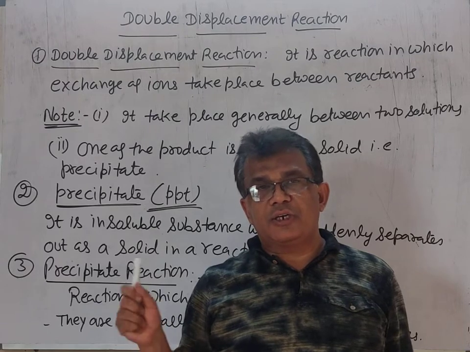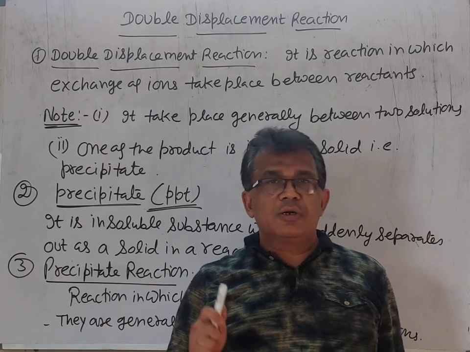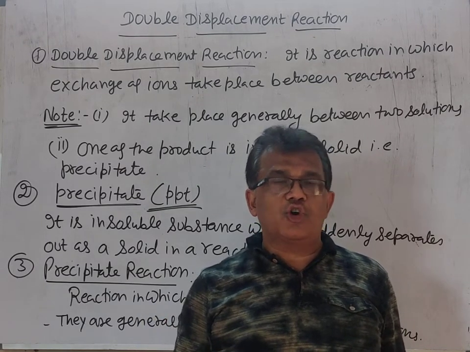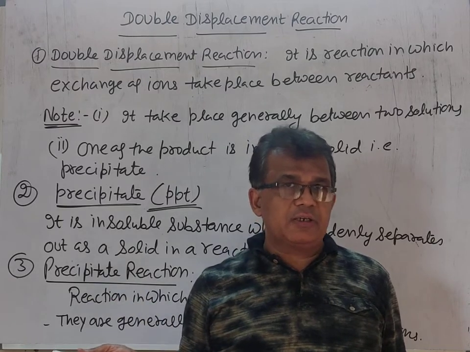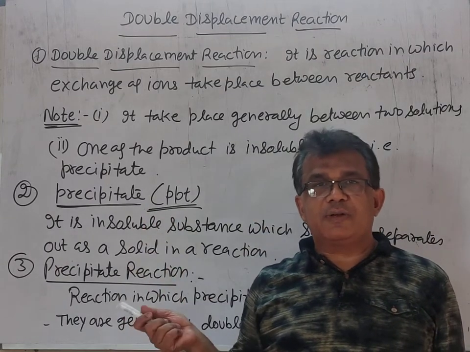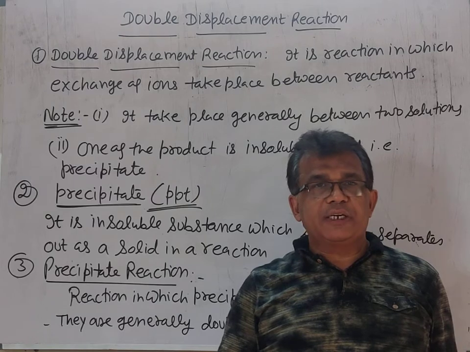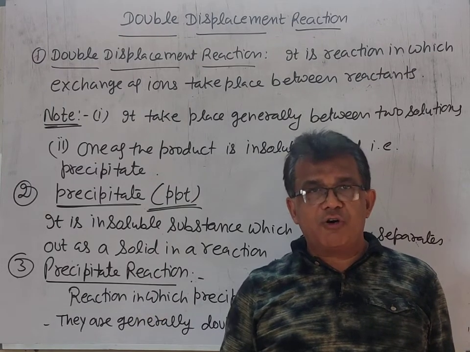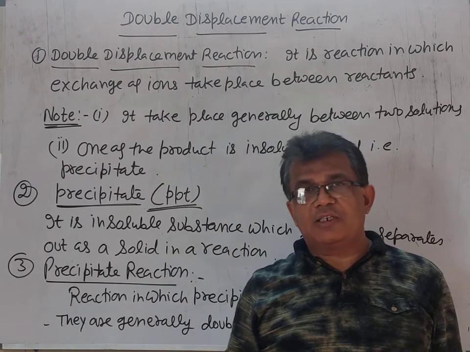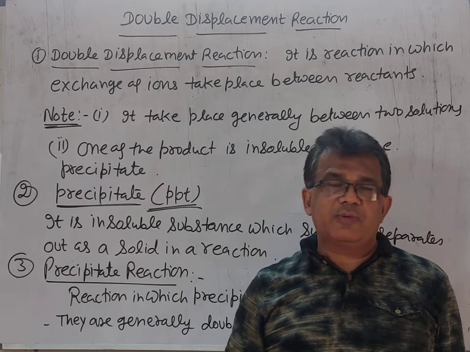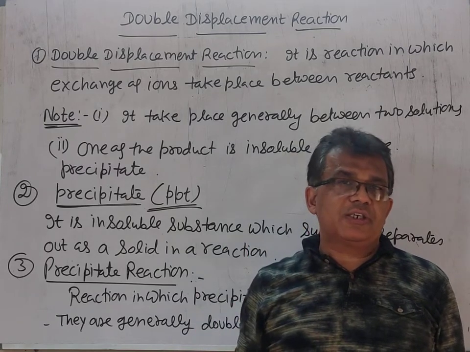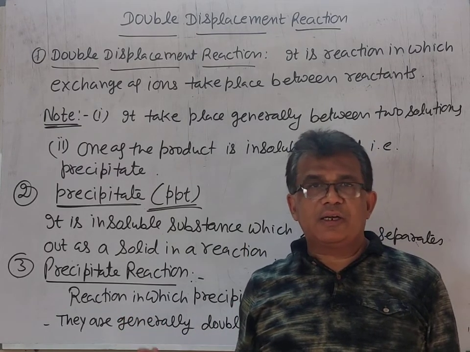Double displacement reaction generally occurs between two solutions. One of the products normally separates out as an insoluble solid, which is known as a precipitate. Thus a precipitate is formed in a double displacement reaction. Therefore double displacement reactions are also precipitation reactions, that is, reactions in which PPT is formed. And PPT, as I told you, is an insoluble substance which suddenly separates out in a double displacement reaction. Now we shall study some examples of precipitation reactions as well as double displacement reactions and precipitates.